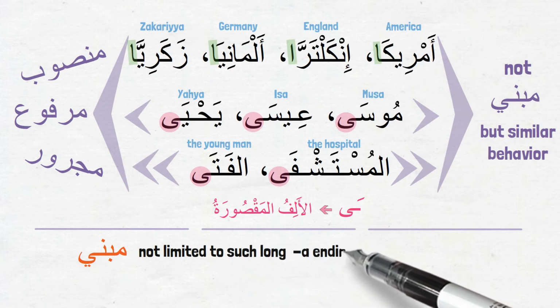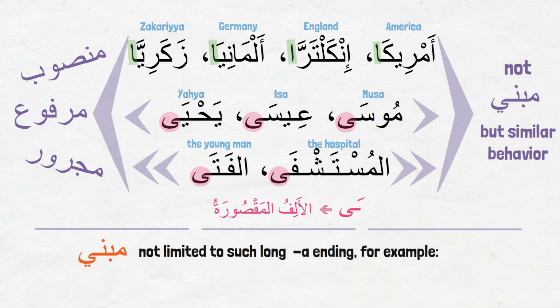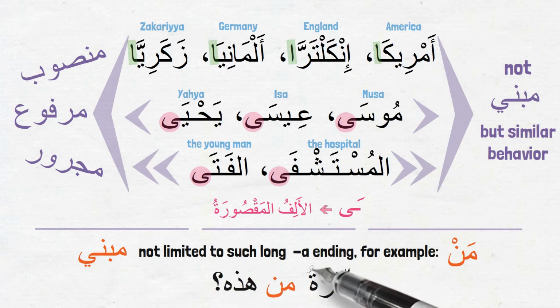On the other hand, mabni ism is not limited to such ending. For example, from the mabni words we learned, the ismul istifham man, who, does not end with alif. But it is still mabni. That is why we say sayyaratu man hadhihi. Whose car is this? This is all we need to remember at this point. Inshallah, in book 3, we will learn more about such words and we will talk more about subtle differences between these ism and mabni ism. For the time being, you can think of them behaving like mabni even though they're not.